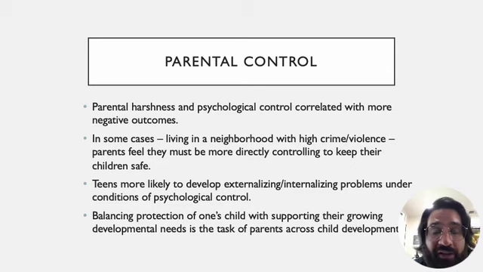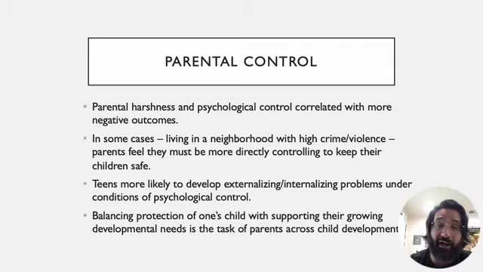But look, it doesn't have to be either or. You can say, well, I really need to be more assertive and controlling of what my child gets up to because it's dangerous out there. But you can still do that in a way that's compassionate and kind and warm, without being psychologically controlling. Teens are more likely to develop internalizing problems under conditions of psychological control.